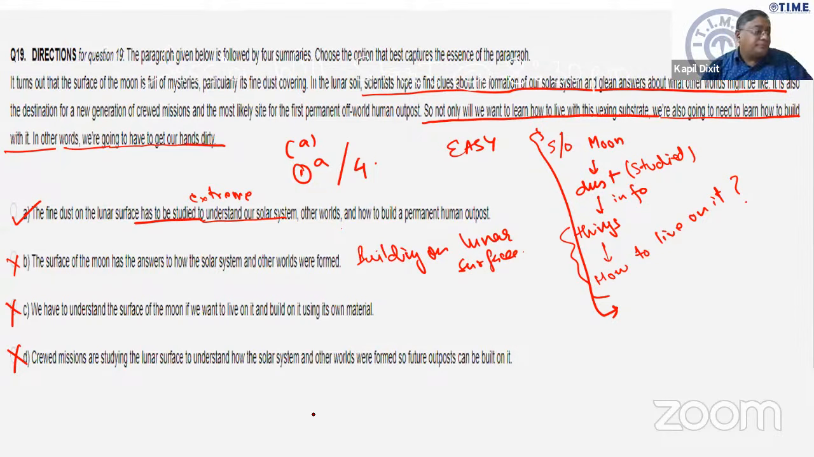Okay. Is it clear to you, NM? NM Sogani, right? Clear. Let's go. Moon is full of mysteries. Okay, so it has to be studied, right? Has to be studied. Okay.